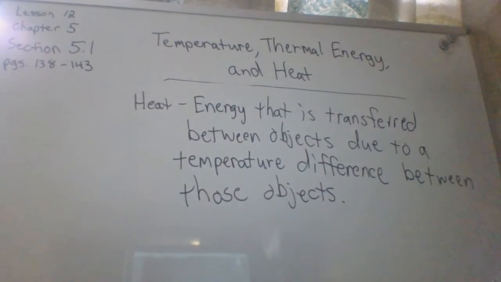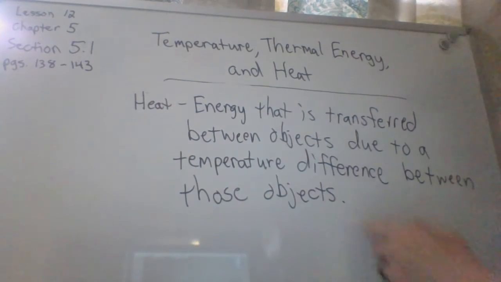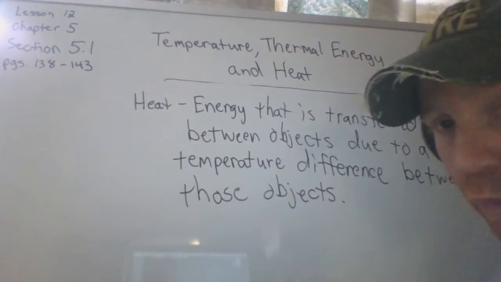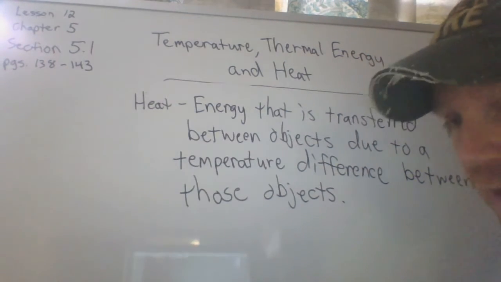So we've covered temperature, we've covered thermal energy. What then is heat? Heat is described on page 140 of your textbook, and it is defined as energy that is transferred between objects due to a temperature difference between those objects.